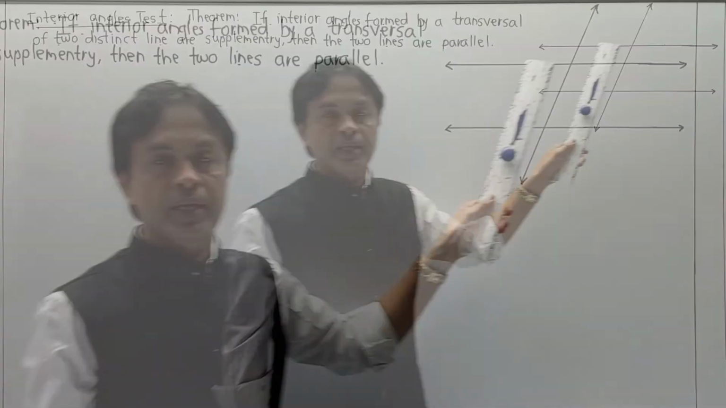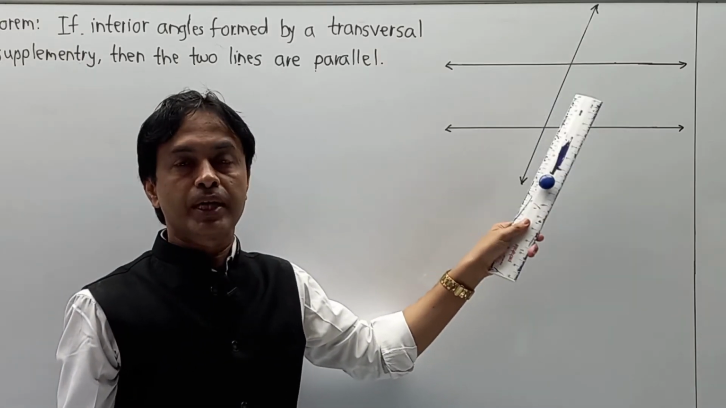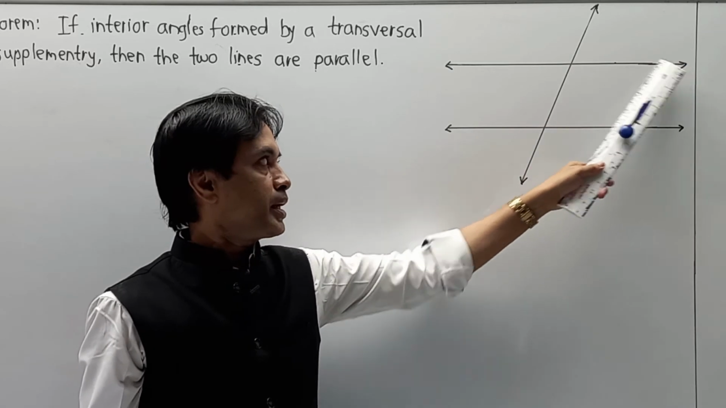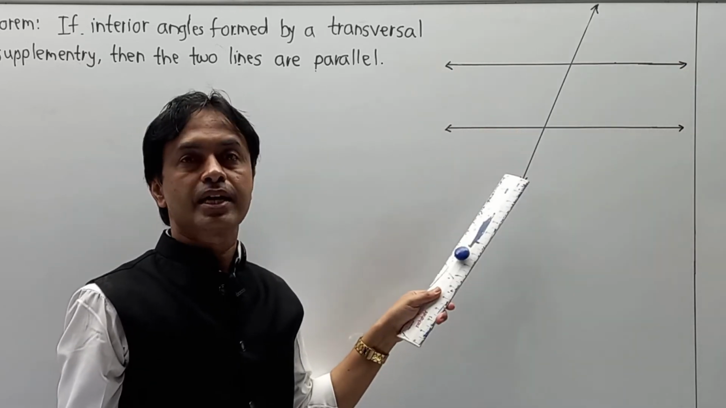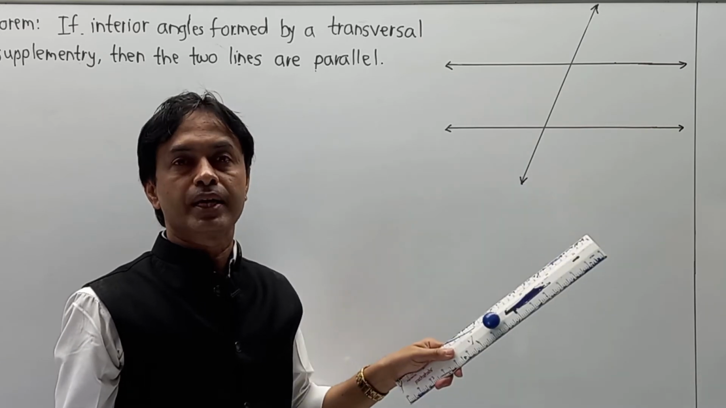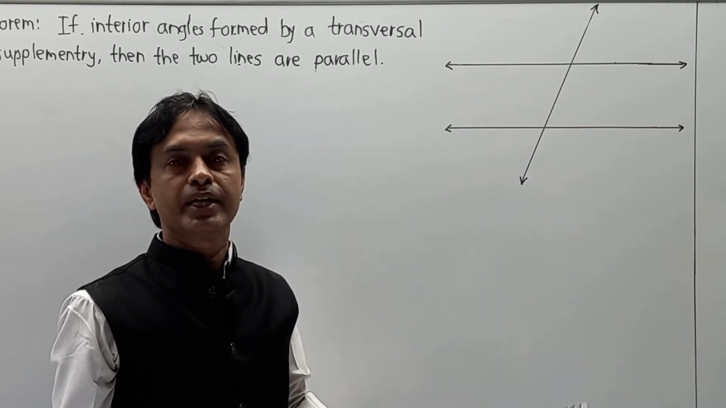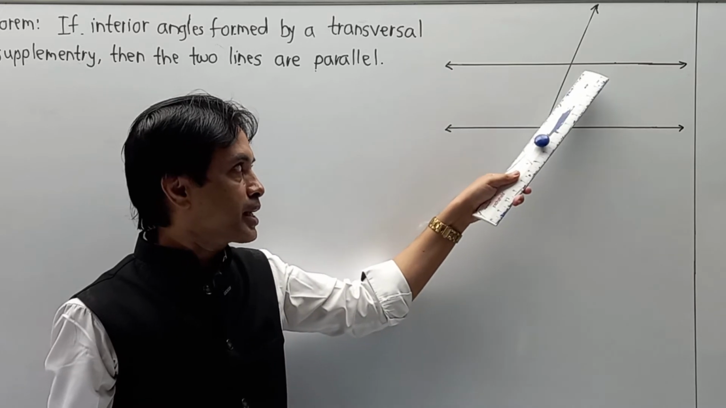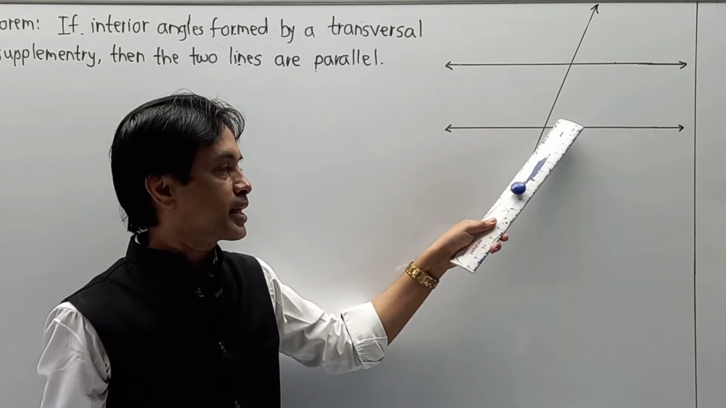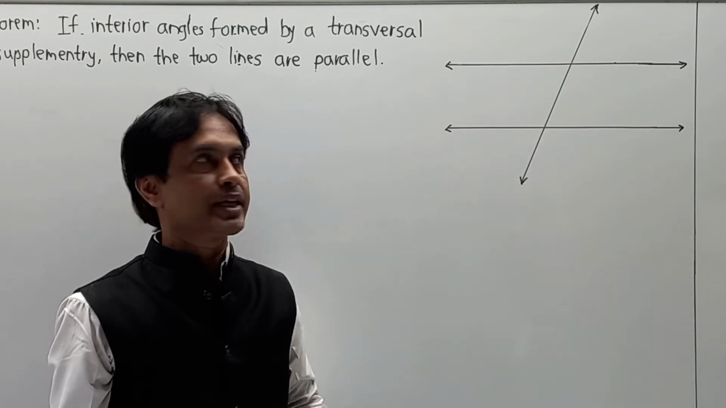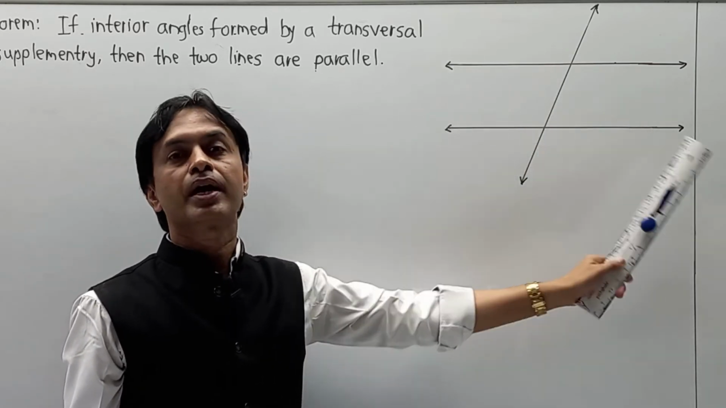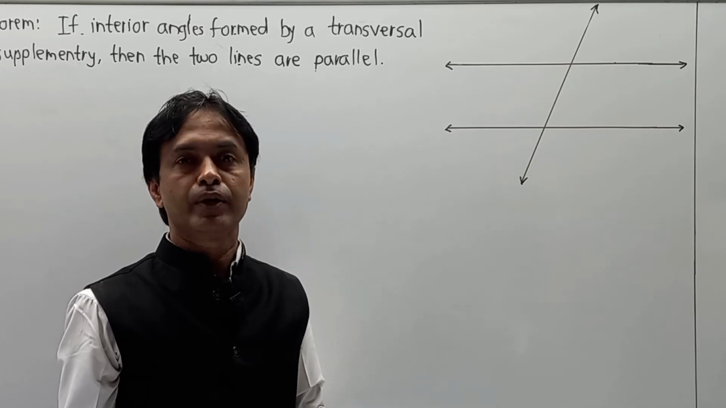Pay attention. After some time I am also giving a nomenclature, but understand the structure. If a first line and a second line are given, and a third line is given as a transversal, then two pairs of interior angles get formed. We are discussing one pair. Let us say this is the first interior angle and this is the second interior angle, and the addition of these two is 180 degrees. Then we can say that the first line is parallel to the second line, and that part we have to prove.